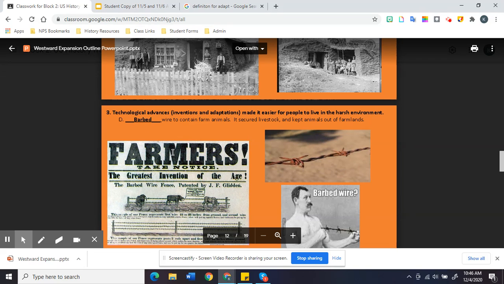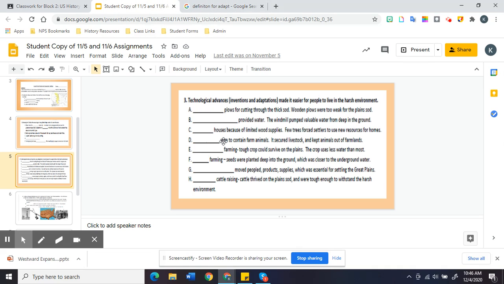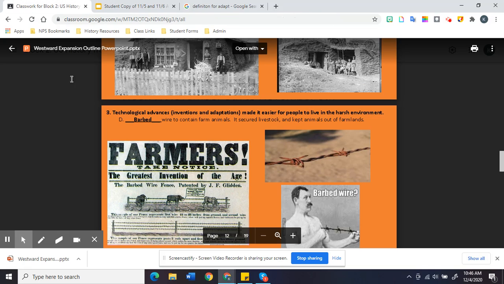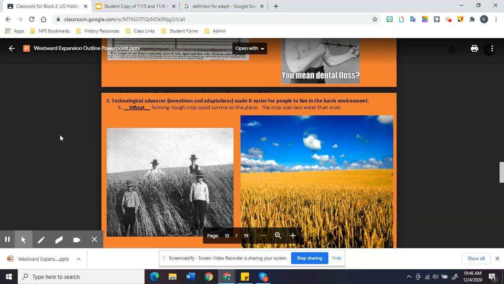D, barbed wire to contain farm animals. It secured livestock and kept animals out of farmlands. So barbed wire to contain farm animals. So remember, we talked about how the topsoil is getting blown away, so it's not a very nutrient-dense soil that the Great Plains have.